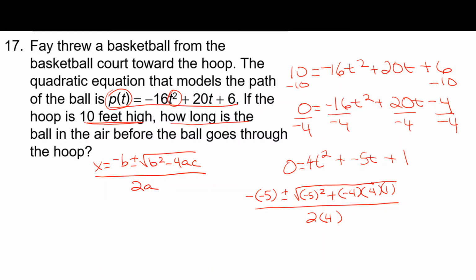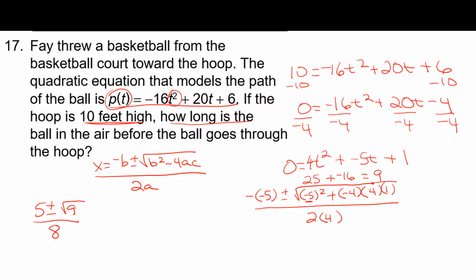Now that I have that, negative and negative makes a positive, so I have positive 5 plus or minus. This is 25. Remember, always keep your parentheses around the negative 5. This number will never be negative; it's always going to be positive. So we have 25 minus 4 times 4 times 1, which is 16, so 25 minus 16 is 9. So 5 plus or minus the square root of 9, over 8.